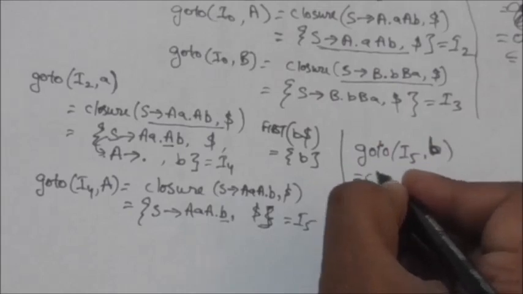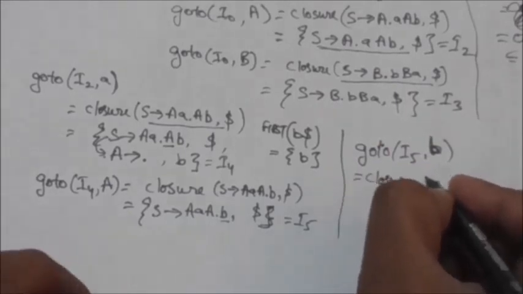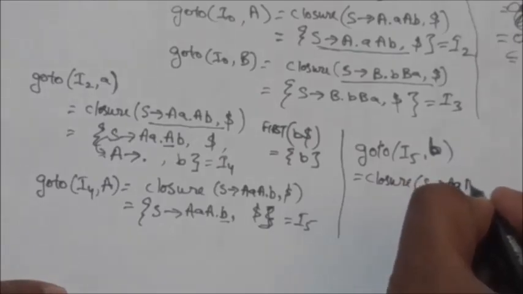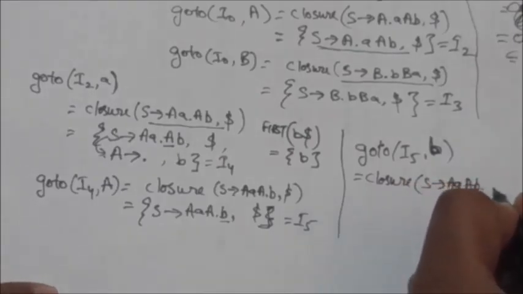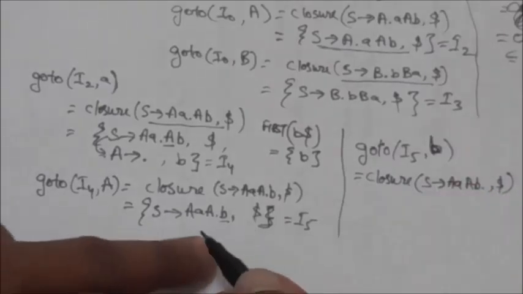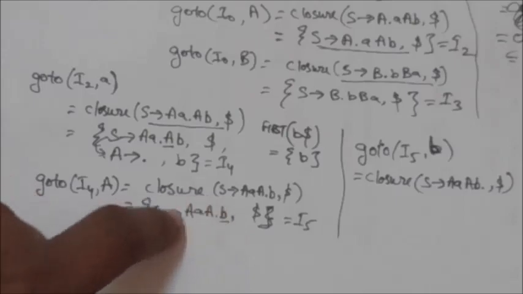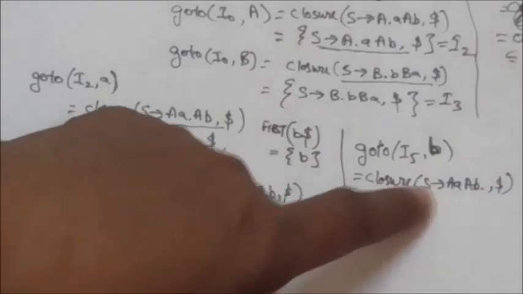So it will be the closure of S derives A B dot, look ahead symbol dollar, right? So here you can see that in this item the dot was preceding the terminal symbol B, so we have shifted it to the right of terminal symbol B in this item, right? And then we have taken its closure.